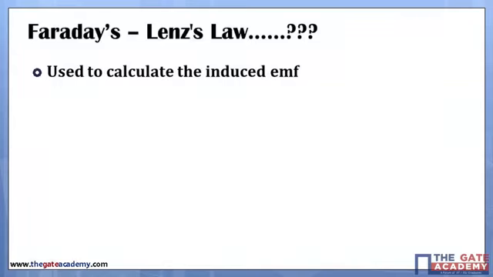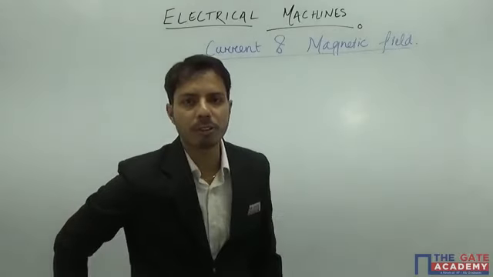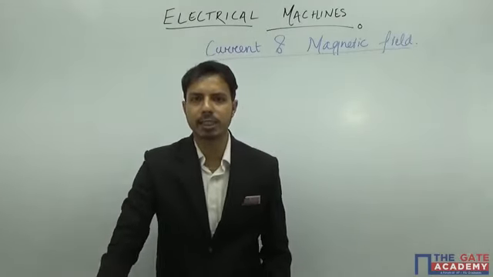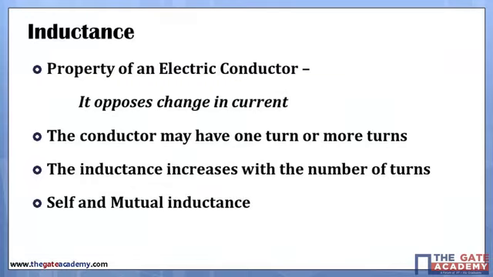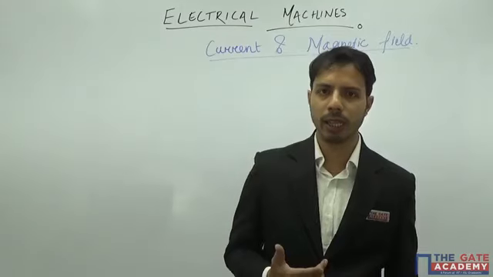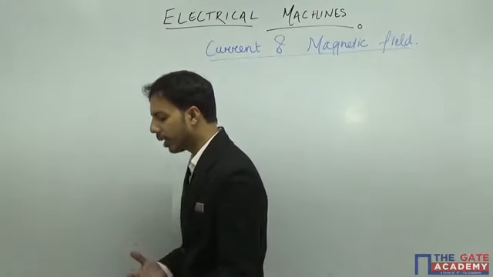Now, from Faraday's law, we can also define one more property of a coil, which is called inductance. Inductance is a property of an electrical conductor. You can see in your PPT, it opposes the change in the current.